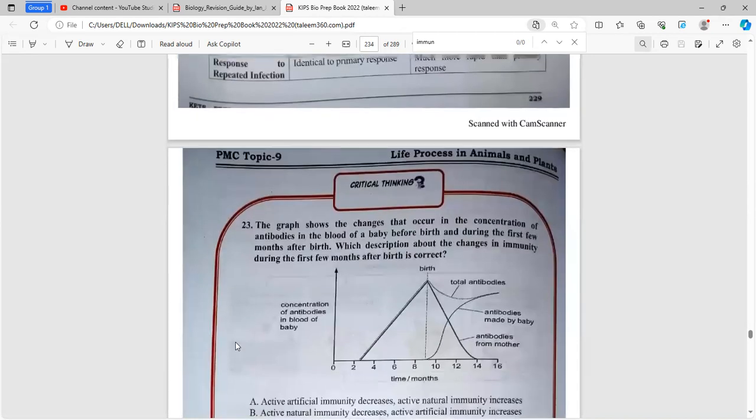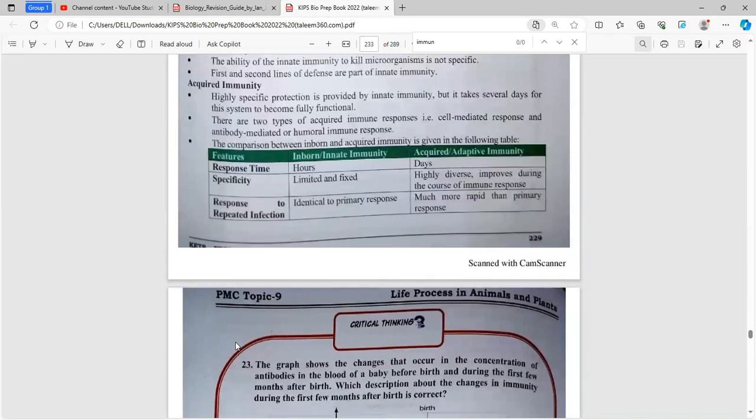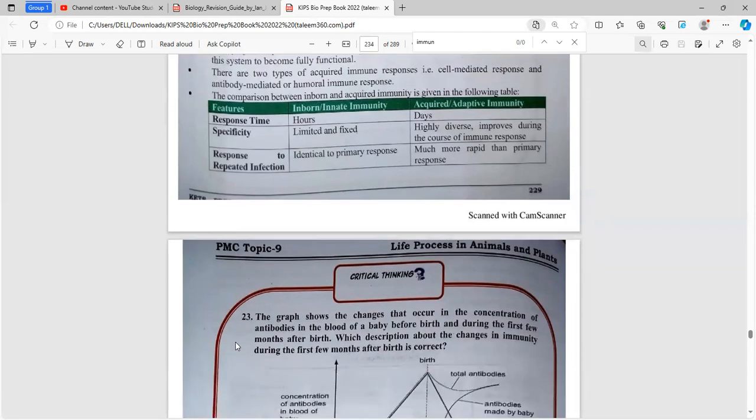Now we need to know that adaptive immunity, on the other hand, is slower than innate immunity. However, we need to note that since innate immunity is only specific to certain things, the adaptive immunity is highly diverse, and its response time takes days.